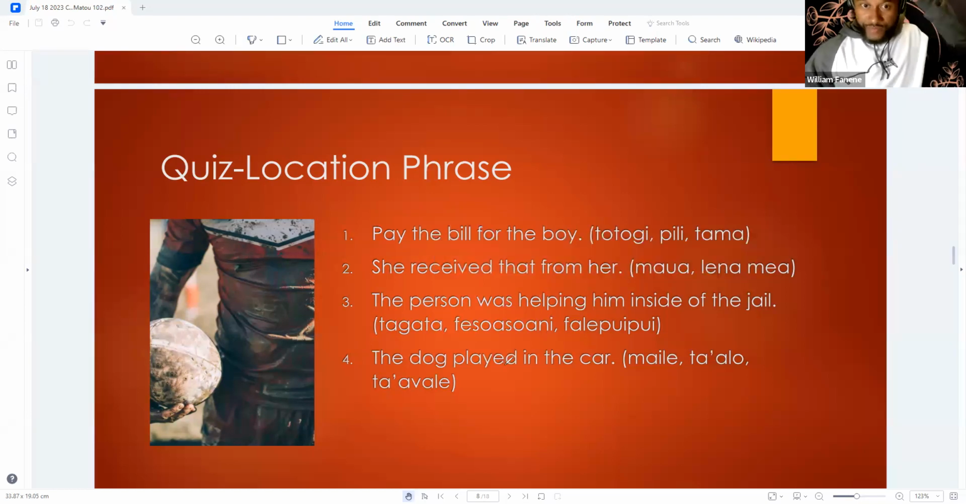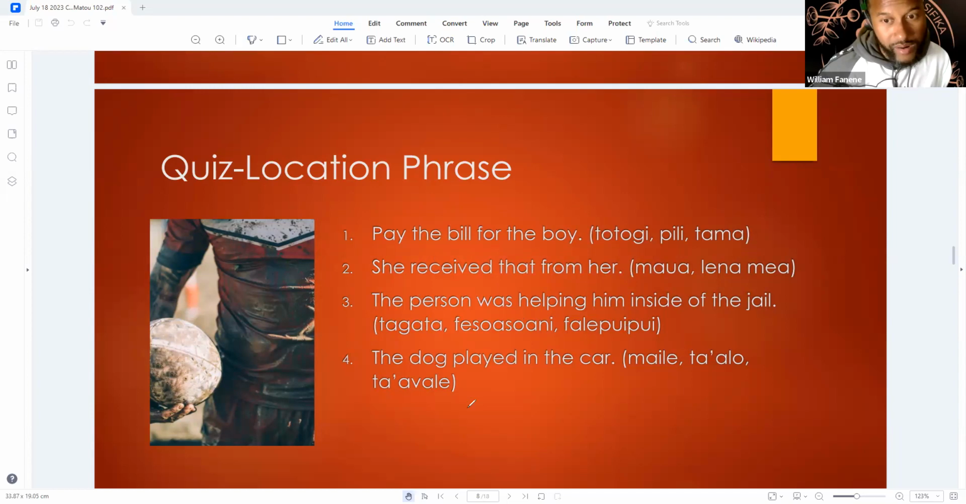Okay. So I guess we'll have to do our group activity at the start of the next class. So let's just do these last two. The person was helping him outside of the jail. Did anybody do this one? The person was helping him outside of the jail.